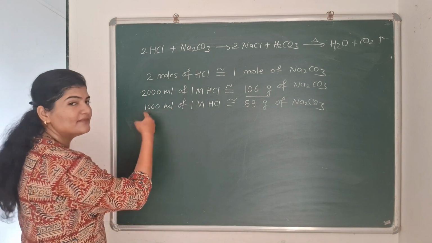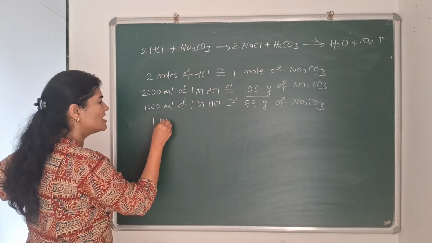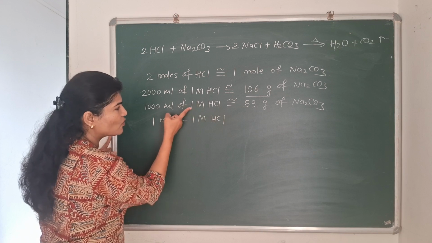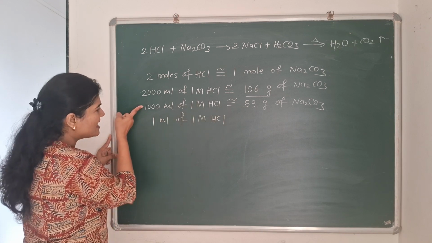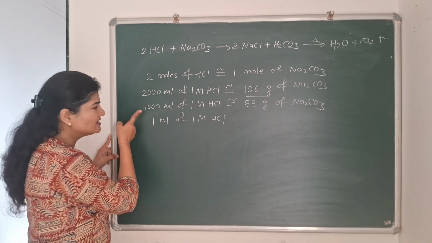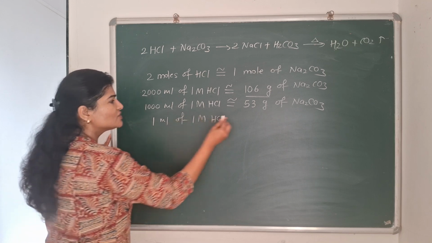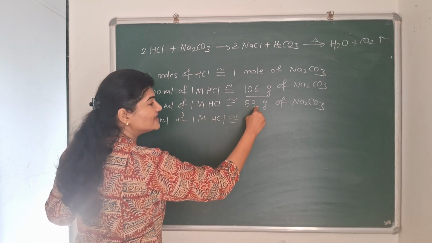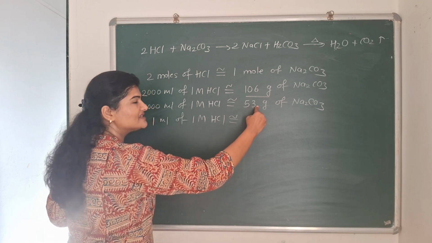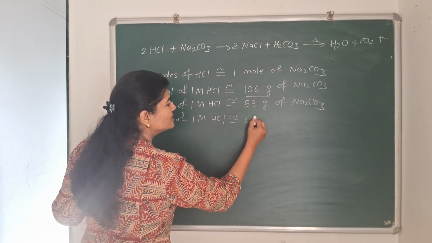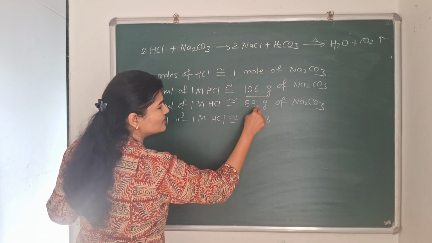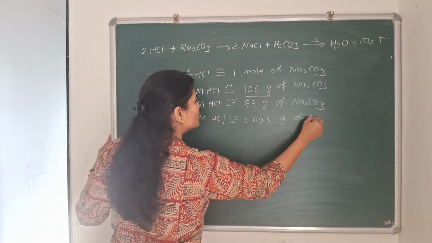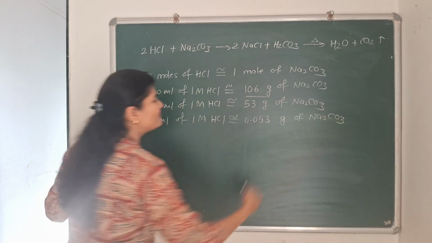Now 1000 ml I will convert to 1 ml. 1 ml of 1 molar HCl. Here also I have kept one thing constant and I have divided this by 1000. 1000 divided by 1000 comes to 1. So here I will also divide by 1000. If I divide by 1000, the decimal point will shift 3 places left. So what I will get is 0.053. See, 1, 2 and 3 grams of sodium carbonate. Now this is my factor.